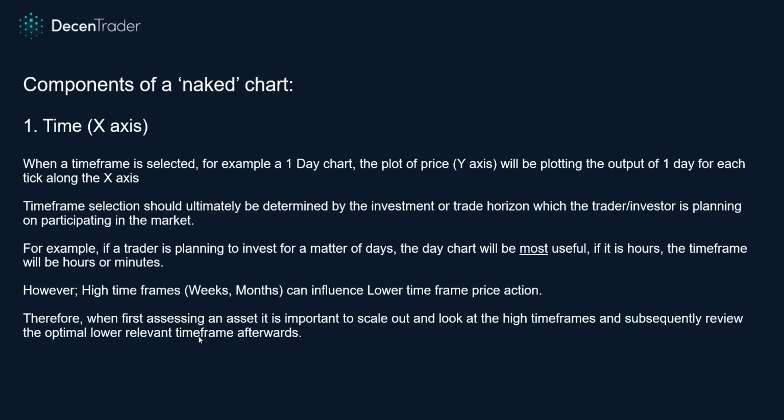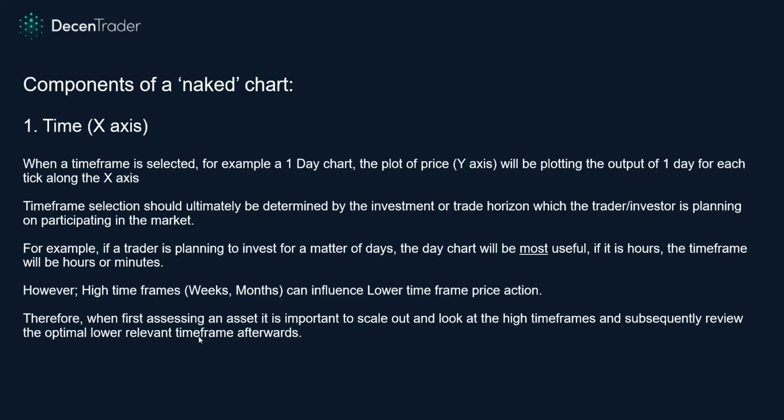So the components of a naked chart. A chart is basically just a graph with an X and a Y axis. On the X axis you have time, and on the Y axis you have price. If you select a 1-day chart as an example, each data point will be for 1 day of that asset's history. So whatever happened on that day goes along the x-axis. Similarly, if you choose a 4-hour chart, it'll be on the 4-hour and so on.